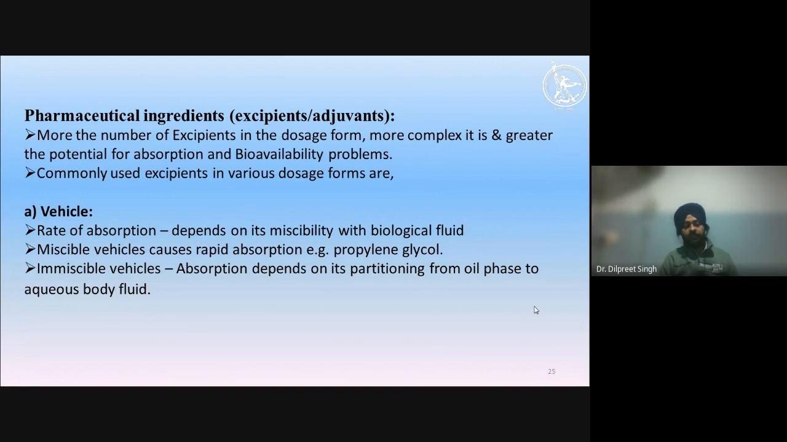So it influences the rate of absorption. It influences the partitioning behavior from the oil phase to aqueous fluid. It influences the rapid absorption from the solid dosage form to the liquid dosage form. Examples include propylene glycol, carboxymethyl cellulose, or some starch molecules.